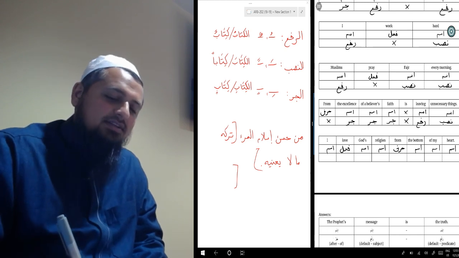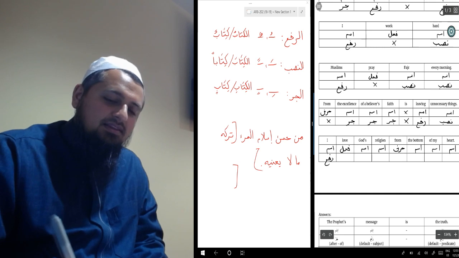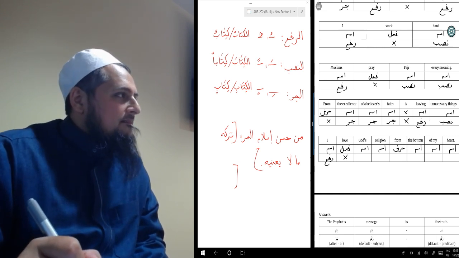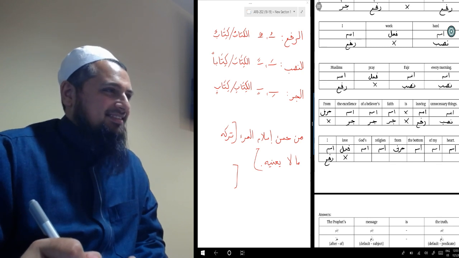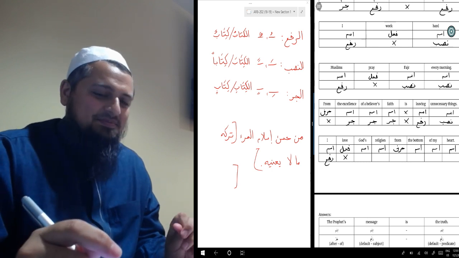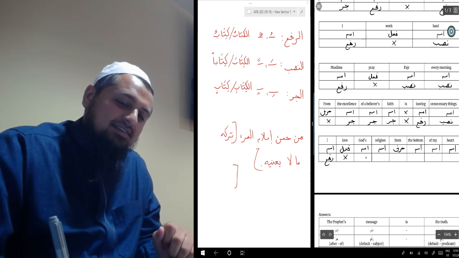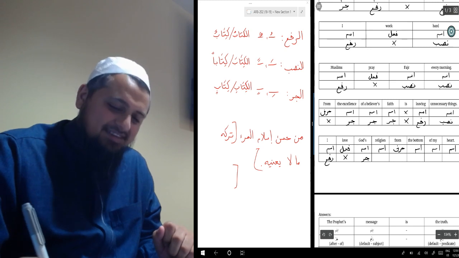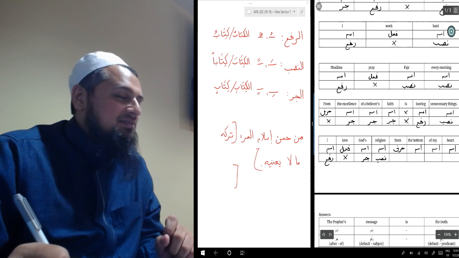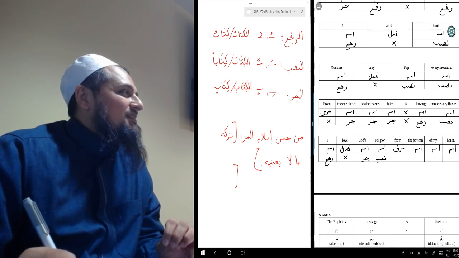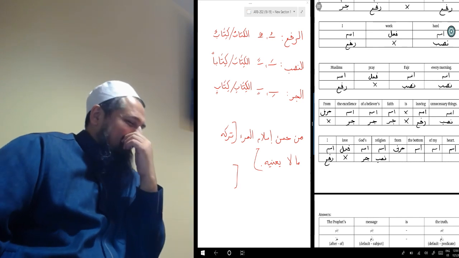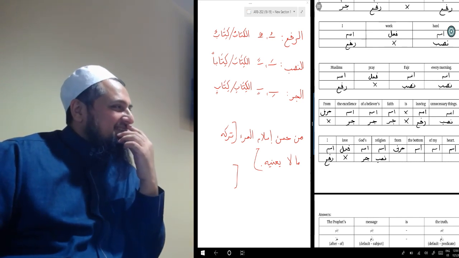Love is a verb, so we're not there. God's religion. Let's think this through: religion of God. God is jar, but religion is nasab. Why is God's jar? Because it comes after of. Where's the of? Religion of God. Makes sense. Yeah, it's easy.